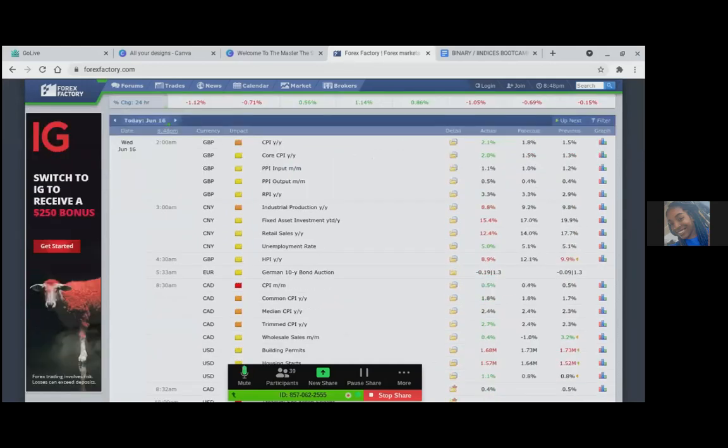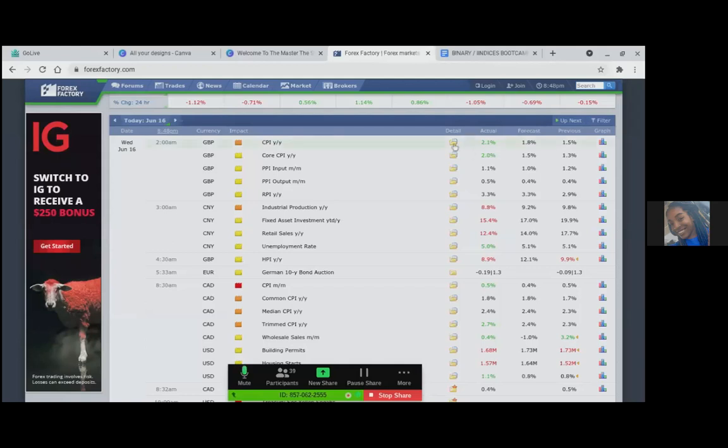So you have four different colors on here. You have yellow, orange, red, and gray. The yellow folders are your low impact folders. They really don't do too much to the market. Then you have orange folders. Your orange folders are medium impact news. So you want to actually look and see what's going on for those.